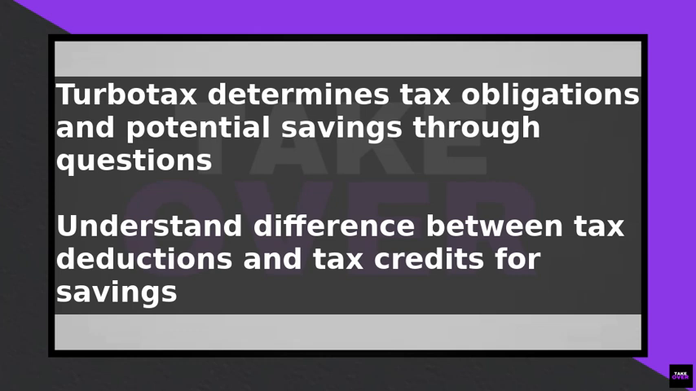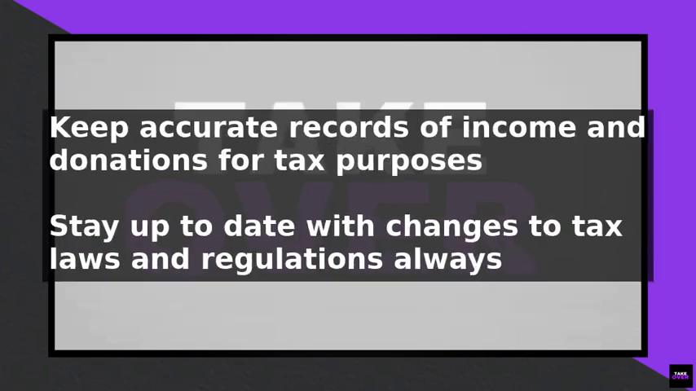Now, let's walk through a practical example. Suppose you have a T4 slip showing an income of $50,000 and a T5 slip showing investment income of $10,000. You also donated $1,000 to charity. Using Turbotax, you would import your T4 and T5 slips, and then answer a series of questions about your income, deductions, and credits. Based on this information, Turbotax would calculate your tax obligations and any potential tax savings.